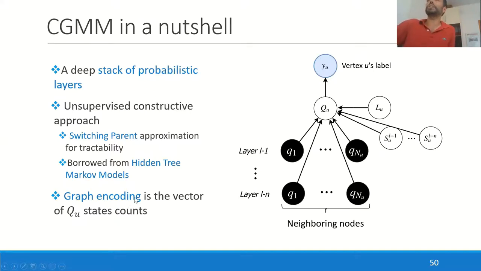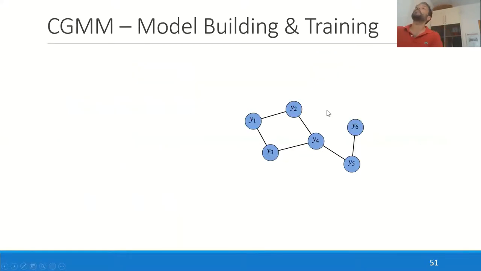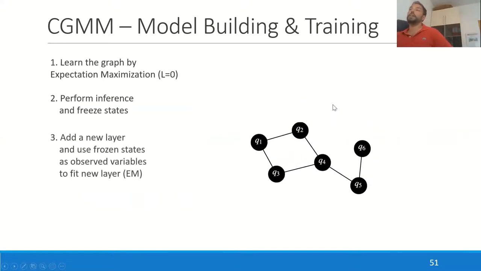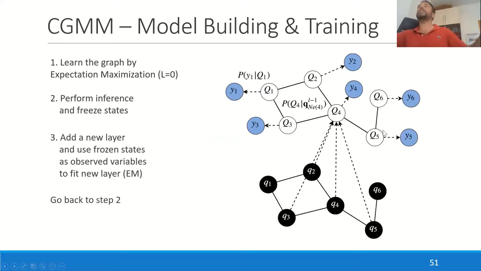And the graph encoding is the vector of QU state counts. So basically, this random variable here is a multinomial random variable. What this model does is assign each node in a graph to a specific label. It does so through a layered approach in which we freeze and incrementally generate a new layer in a completely incremental way.